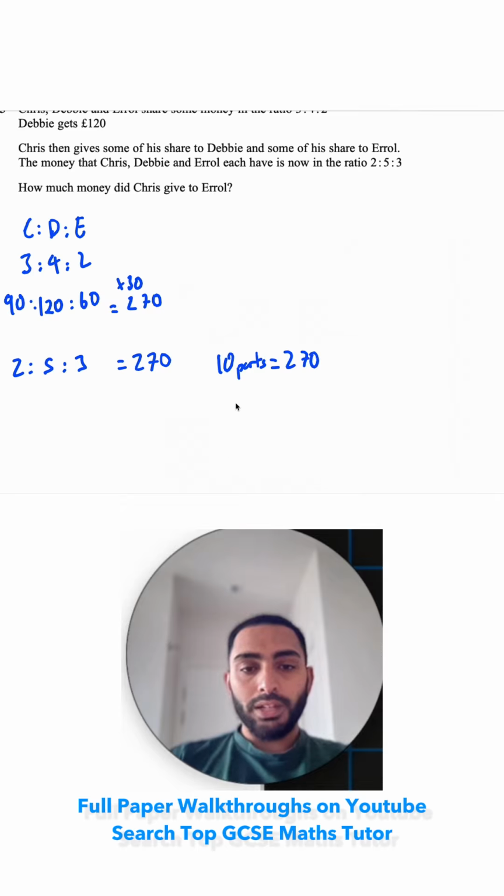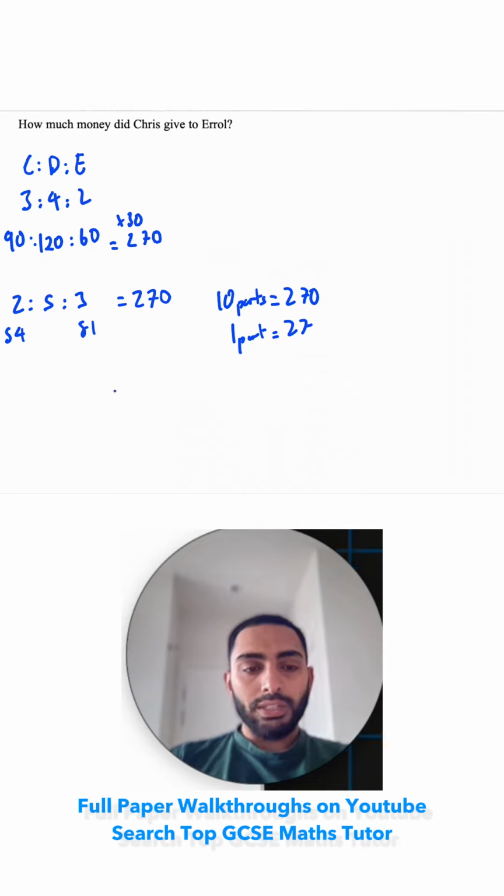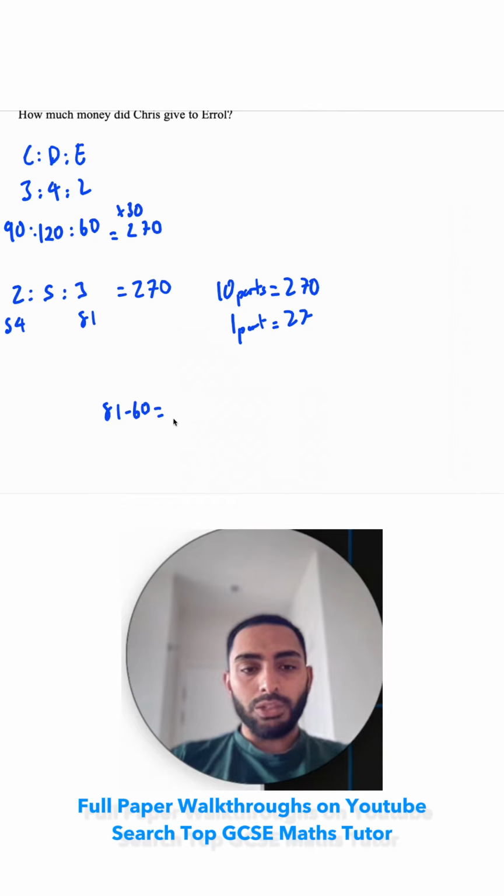So if I divide both sides by 10, 1 part would be equal to 27, and now I can work out what everyone gets. So 2 times 27 is 54, and 3 times 27 would be 81. So you can see here, Errol's has gone up by 21, and Chris has gone down by 36, but that has been split between Debbie's and Errol's. You don't have to work out Debbie's, you can just work out Errol's. So it's gone up by 21, so 81, take away 60, which gives me 21.